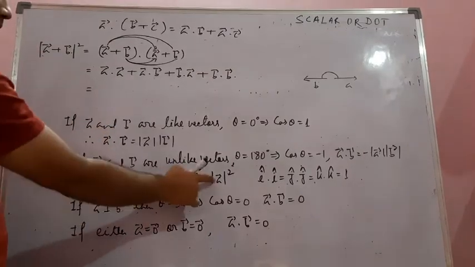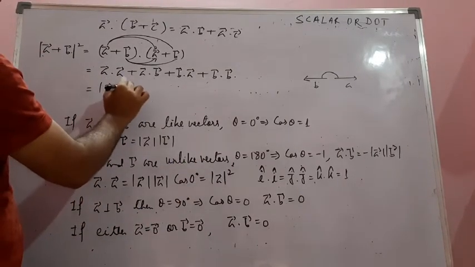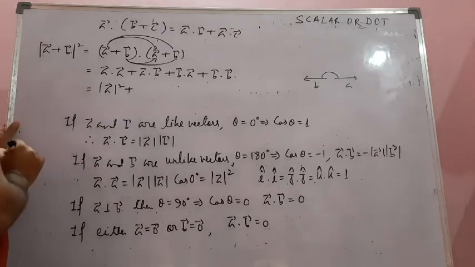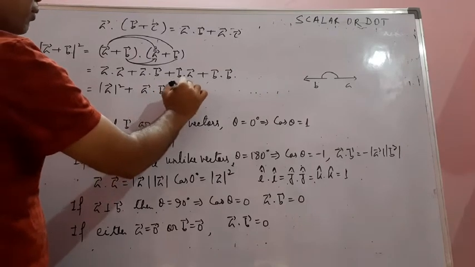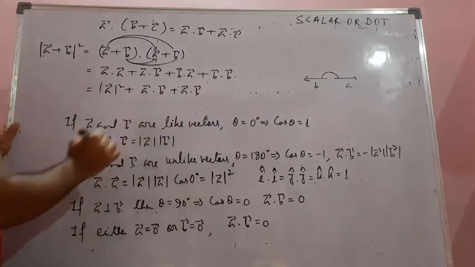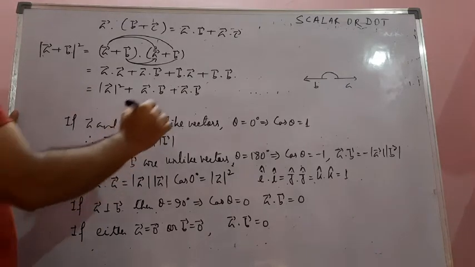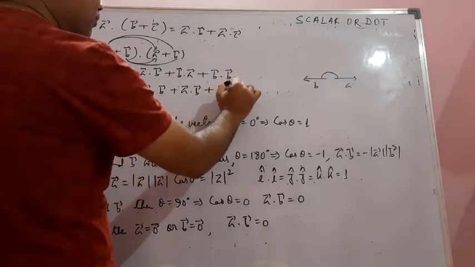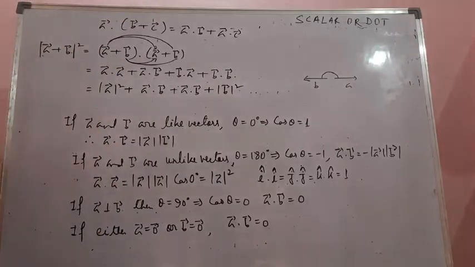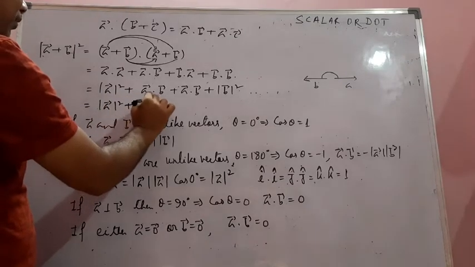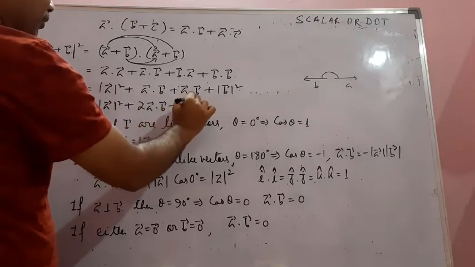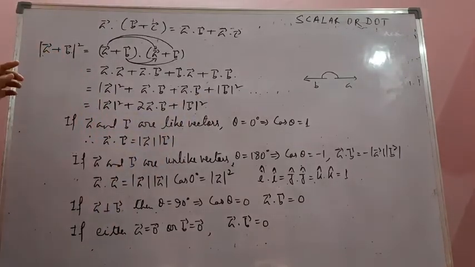Again, what is a dot a? Square of magnitude of a. And a dot b and b dot a are both equal. Why are they equal? Because the dot product is commutative. So b dot a you can also write as a dot b. And what is b dot b? It is square of magnitude of b. That means you see what happened here. It is square of magnitude of a plus twice a dot b plus square of magnitude of b. Like the a plus b whole square formula: a square plus twice ab plus b square.